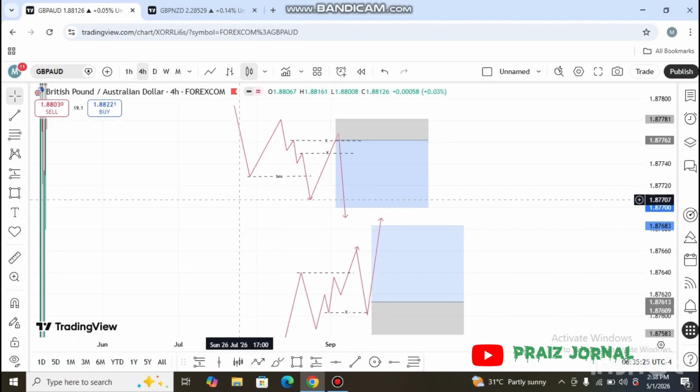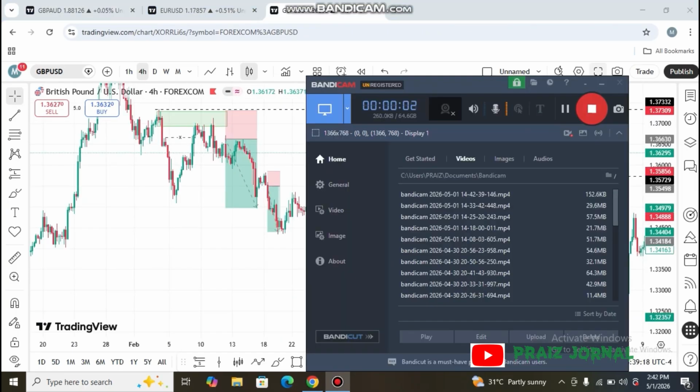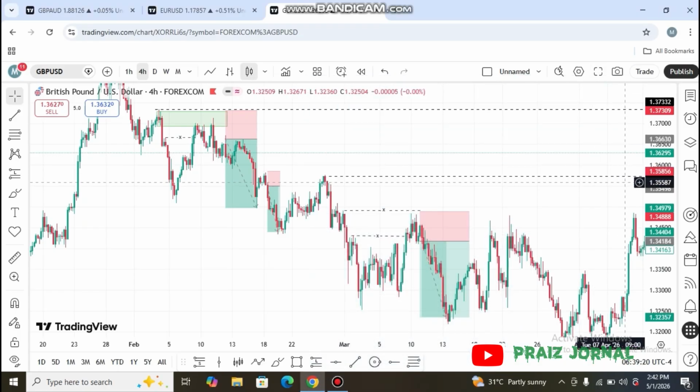So let me show you an example, and I will show you so many examples because I use this type of structural liquidity most of the time. I want to show you guys the structural liquidity, and what is the best way to show you guys than to prove to you that it works.